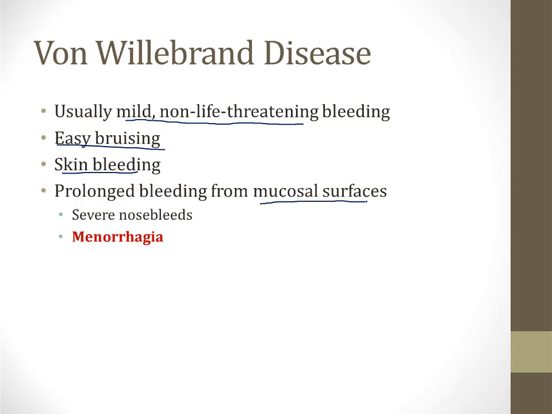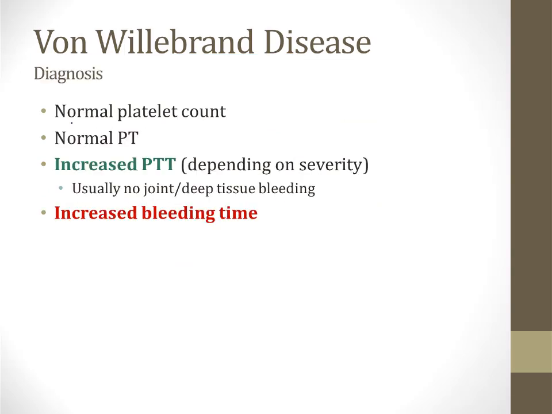For example, patients with this condition can have severe nosebleeds, or women can have menorrhagia. And I've bolded the word menorrhagia because heavy periods is a common initial presentation of von Willebrand disease. If you suspect von Willebrand disease and you send the patient for routine blood work, you will find that the platelet count is normal and the PT is also normal.